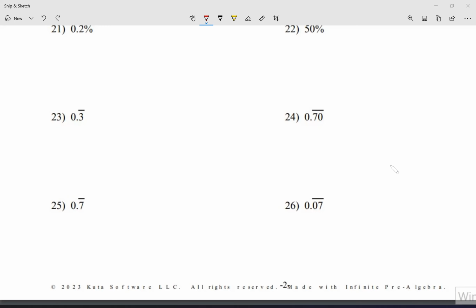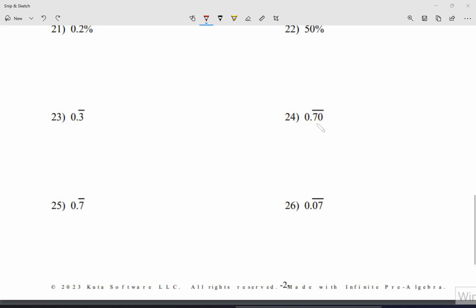Okay, now let me deal with infinite decimal expansions. What does this infinite decimal expansion mean? It means my numbers don't just stop, my numbers keep on going. Notice how all my questions have a little line on the top. So number 23 basically means 0.33333333. I repeat the 3 because the line is only over the 3.